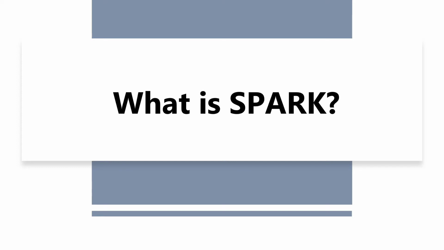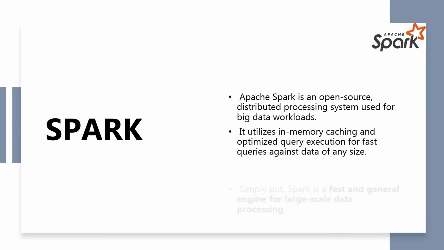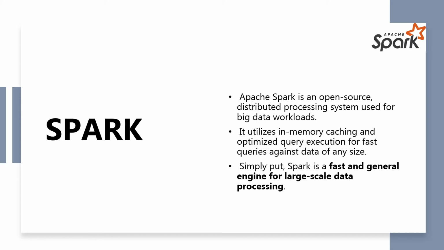What is Spark? We will give a brief explanation about Spark on this section. Apache Spark is an open-source distributed processing system used for big data workloads. It utilizes in-memory caching and optimized query execution for fast queries against data of any size. Simply put, Spark is a fast and general engine for large-scale data processing. Spark will be the main aspect from this process because it does the whole processing.